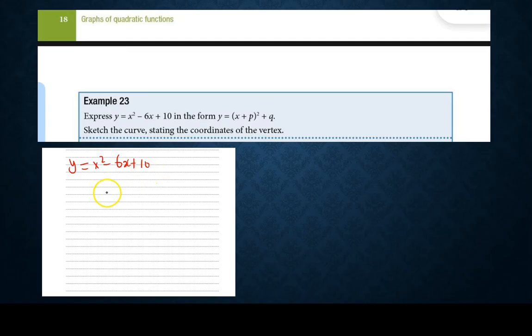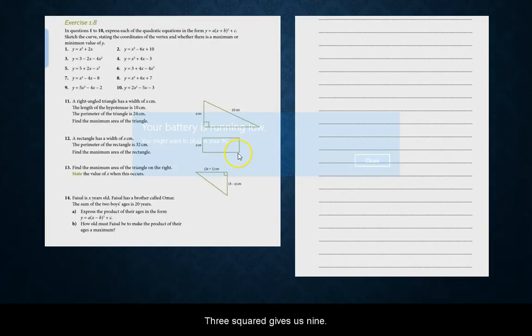By completing the square, you divide b. Our b in this case is 6. Divided by 2, you get 3. 3 squared gives us 9.